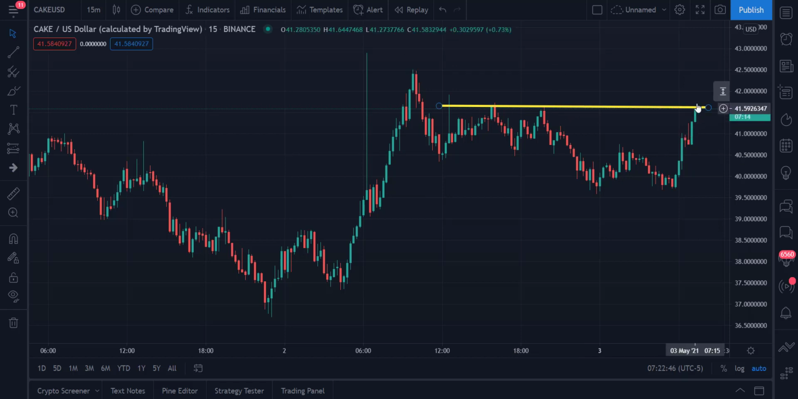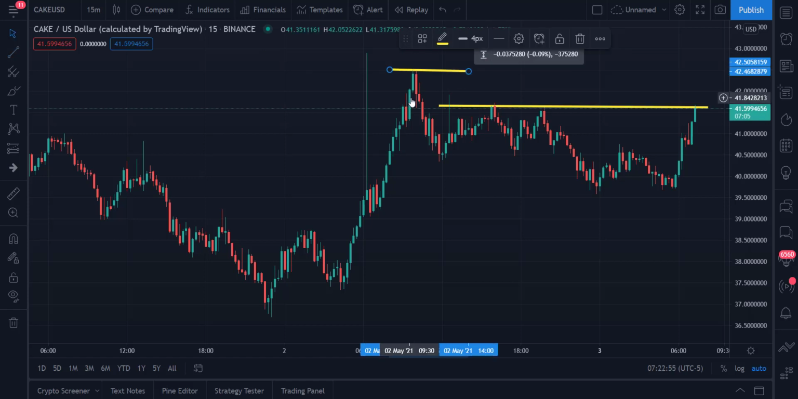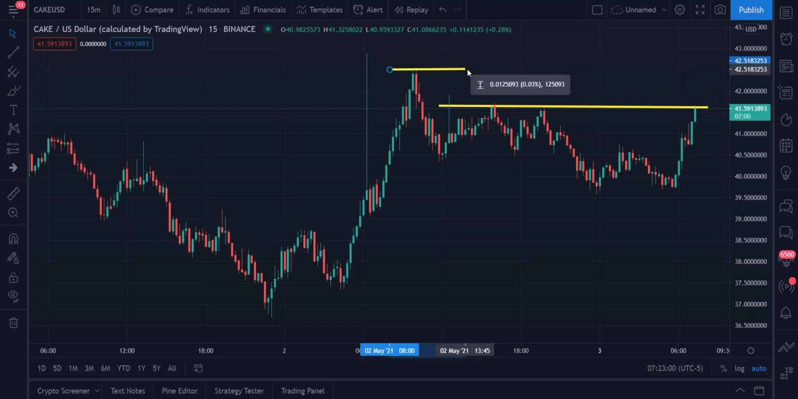So if pricing can push through, I would definitely expect it to retest the high that we had back here, right? And I'm calling this a high rather than the actual top of this wick over here, where the high was actually $42.89, so $42.90.